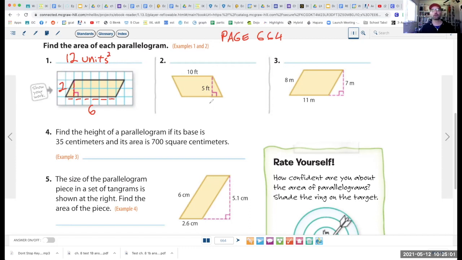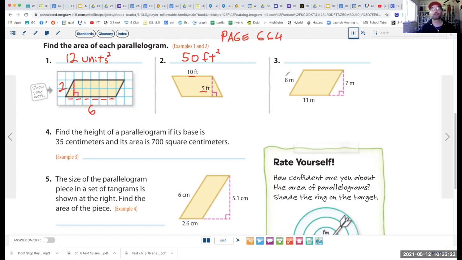Okay, number 2 works the same way. Ready, go. Great, so it's pretty easy. It's just going to be 5 times 10, which is 50, and it's feet, but you don't just write feet. You have to write either the word square feet, or you can put feet with a little 2 on top, which means squared.